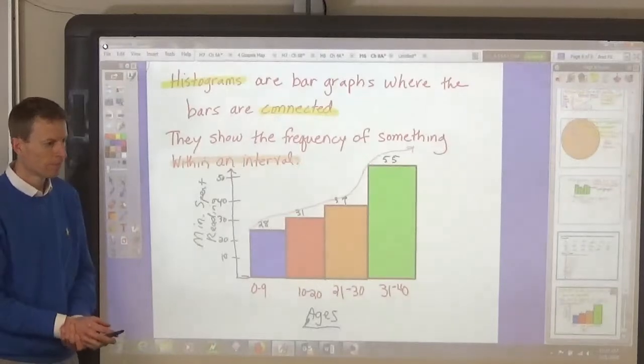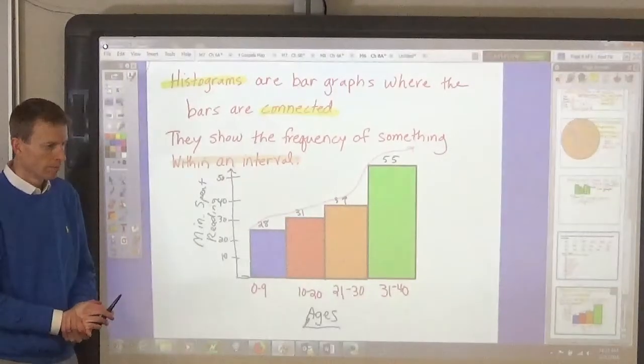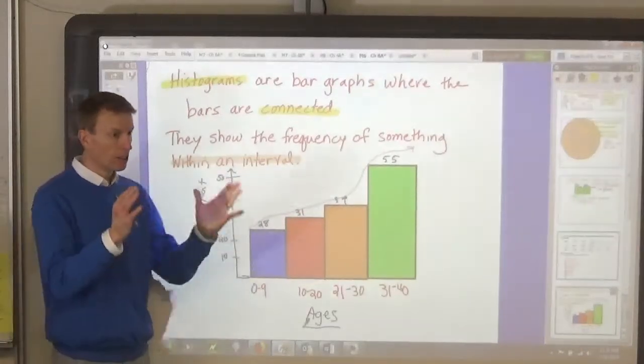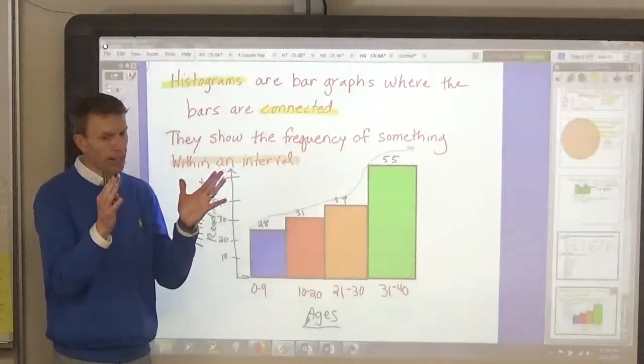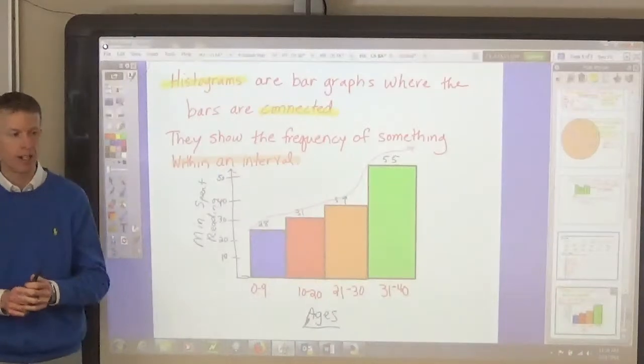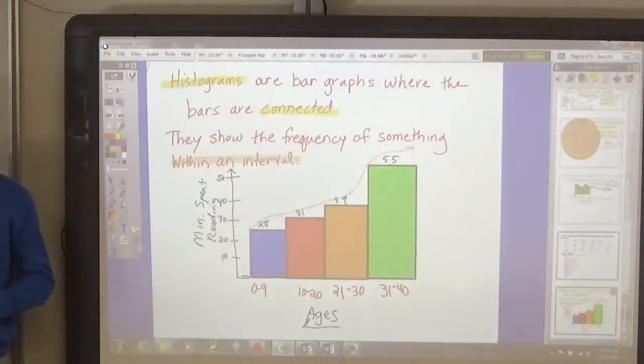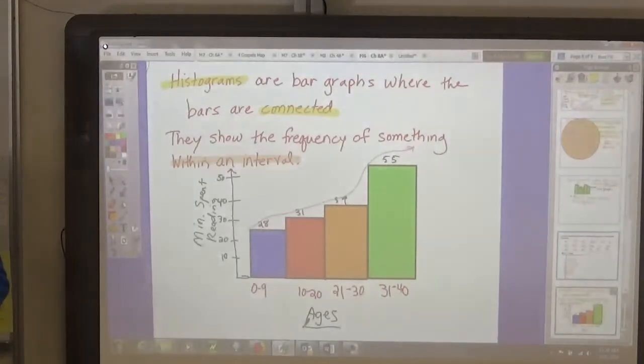According to the graph, 0 to 9-year-olds is a group. It's an interval of ages. Okay? It's an interval of ages. I don't have my glasses on, so how many, oh, it's 16.